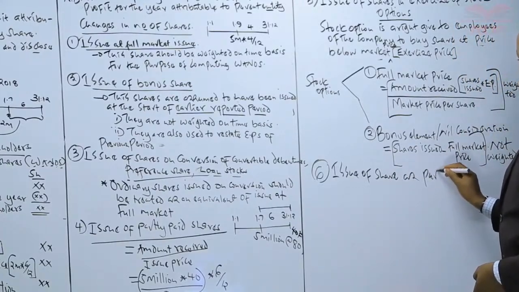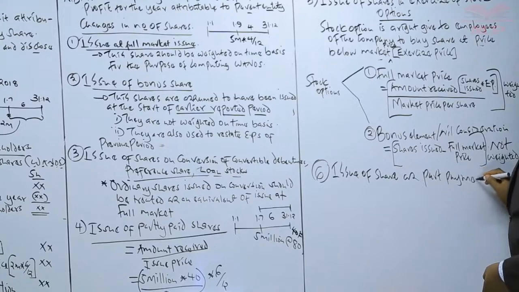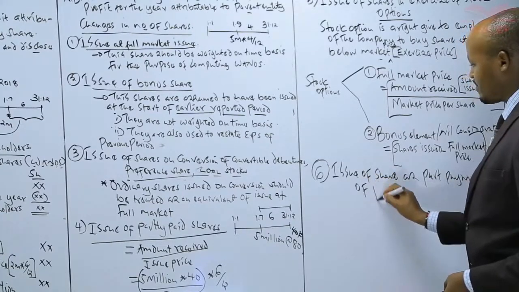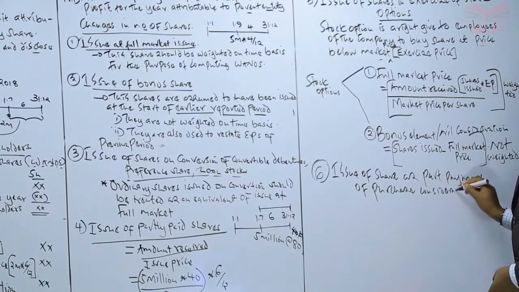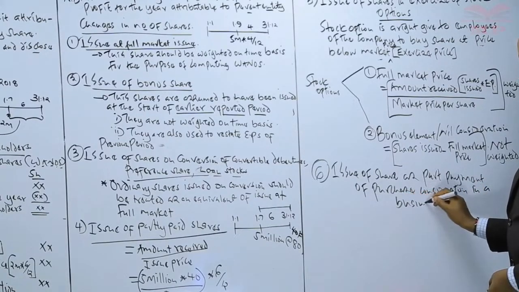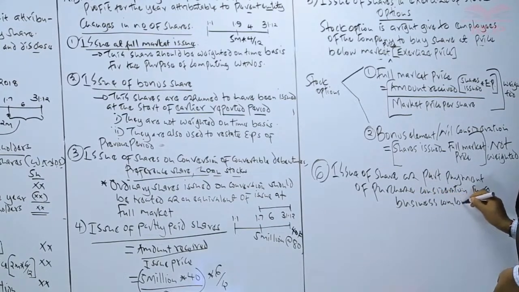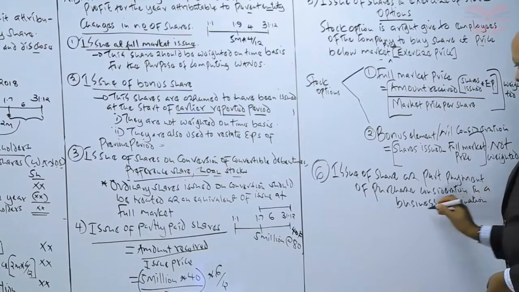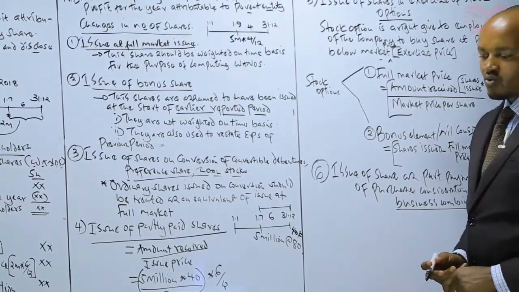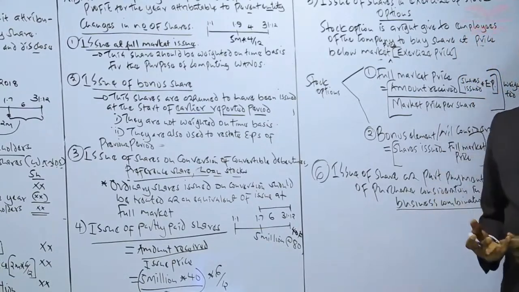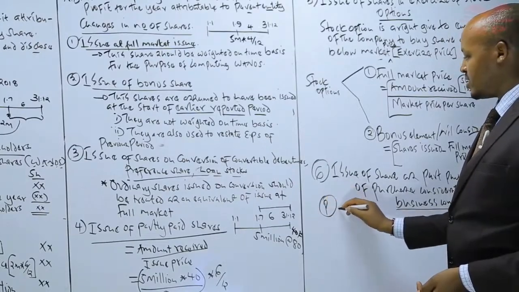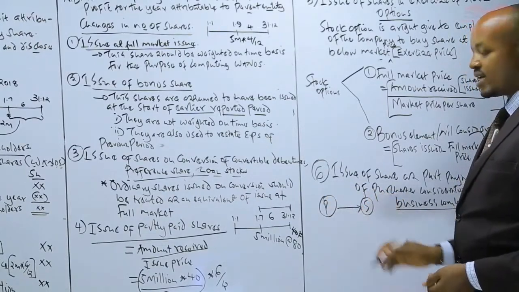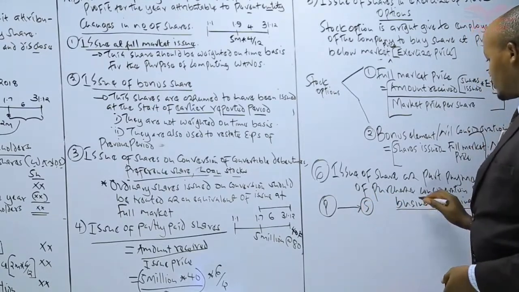as a part payment of a purchase consideration in a business combination. First of all, when we talk about a business combination, this is a process through which one entity will acquire shares in another entity. For example, a case whereby company P can buy some shares in company S. That process we refer to as business combination.